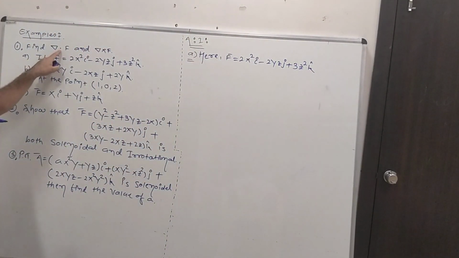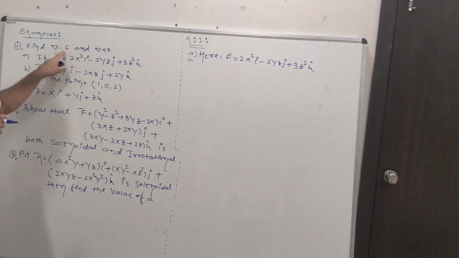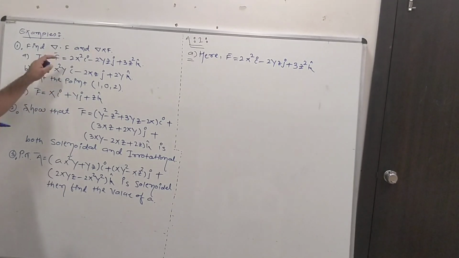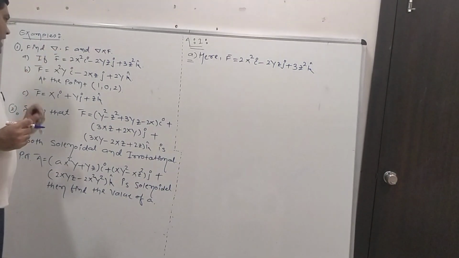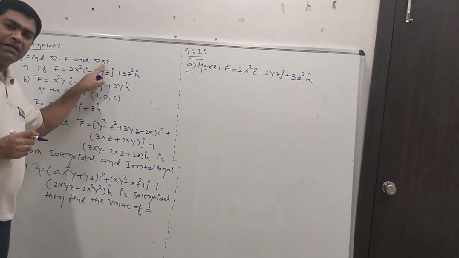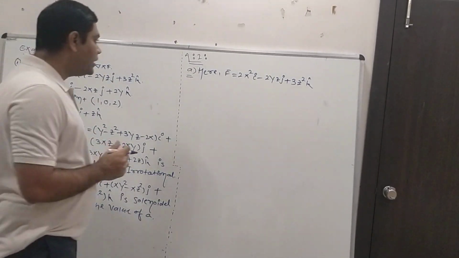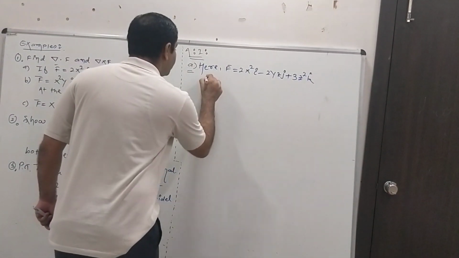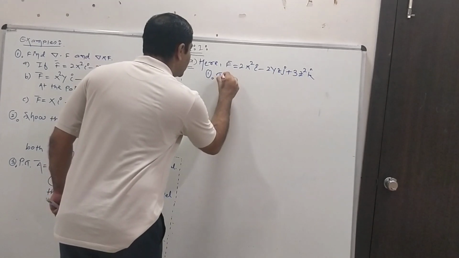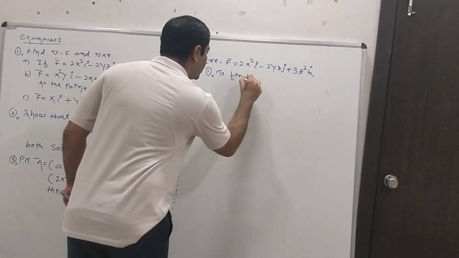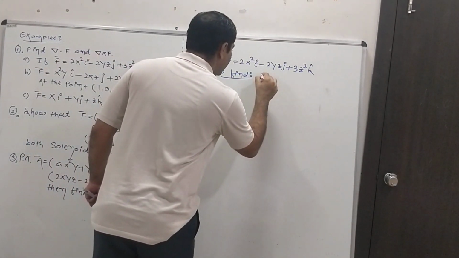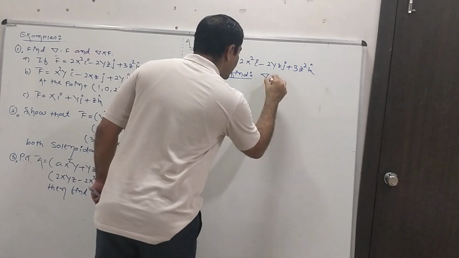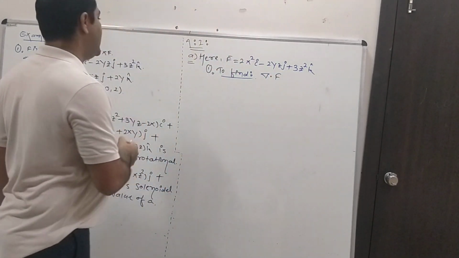Now what we have to find? First we have to find the dot product, students. So what is dot product? Dot product gives us the divergence of f, and cross product gives us the curl of f, students. So now we'll first find the divergence of f, which means del dot f bar.